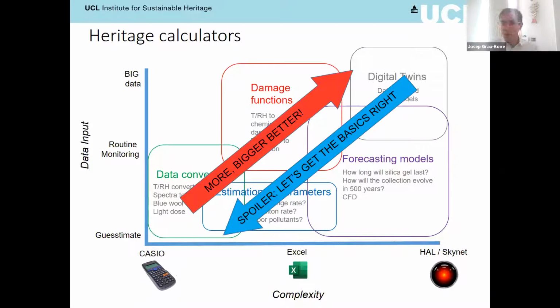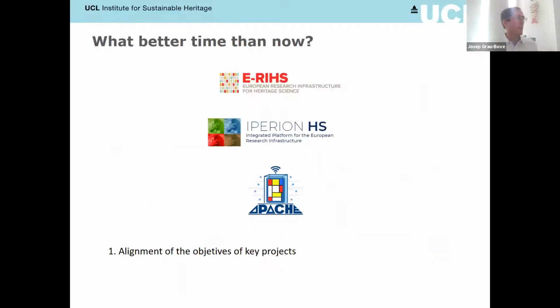So why now? Why is the time ripe for this kind of work? Well, it's for the alignment of several reasons. The first thing is that there's been an alignment of the objectives of several key projects. IRIS, the European Infrastructure for Heritage Science, IPERION-HS that develops technologies for this infrastructure, the Apache project that I'm involved in on the development of new enclosures, and other projects. I'm only naming those because these are the ones I'm involved with, but there are others.